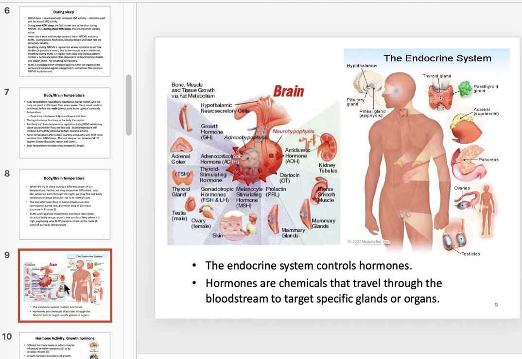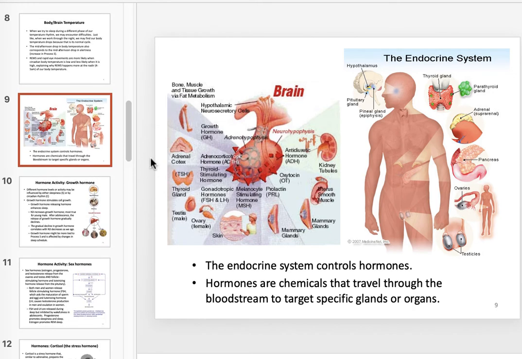Body and brain temperature clearly are influenced by our sleep-wake cycle. What else do we have for our body? Hormones, that endocrine system. So hopefully you remember endocrine means it's the hypothalamus controlling the pituitary. The pituitary releases more control hormones that then go to various places in the body to release all the different hormones that are chemicals that are going to travel to different places in our body and do their thing.